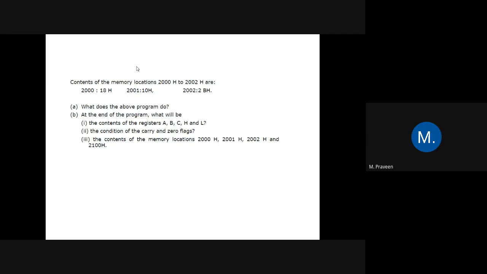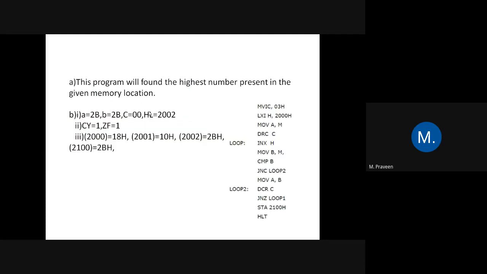For the first question: what does the above program do? We have to find what the program is doing. The second one is: at the end of the program, what is the value of the A register, B register, C register, and HL register. The third is: what is the condition of the carry and zero flags. The fourth is: after executing the program, what is the content of memory locations 2002, 2001, and 2100. So this is the program given.